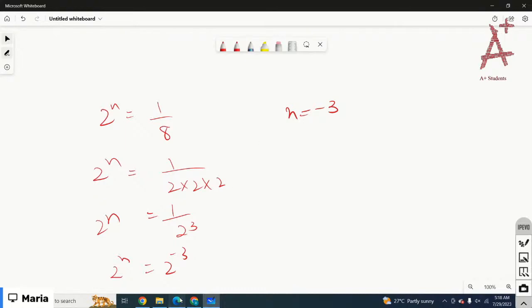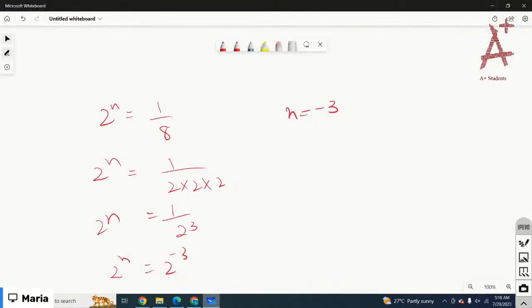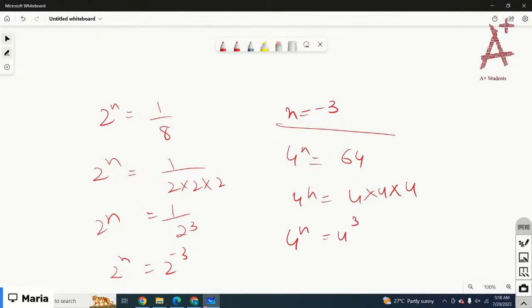Okay, the next one is 4 exponent n equals 64. So you can write 64 as 4 times 4 is 16 and 16 times 4 is 64. So it would be 4 exponent n equals 4 exponent 3. You can see the bases are equal. That means the exponents are also equal, right?